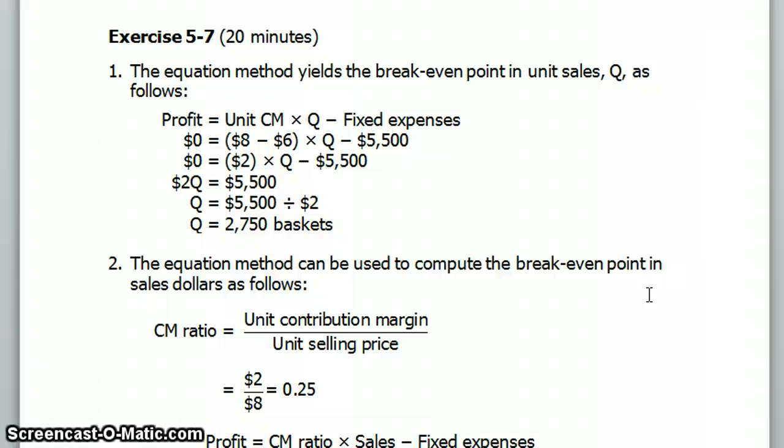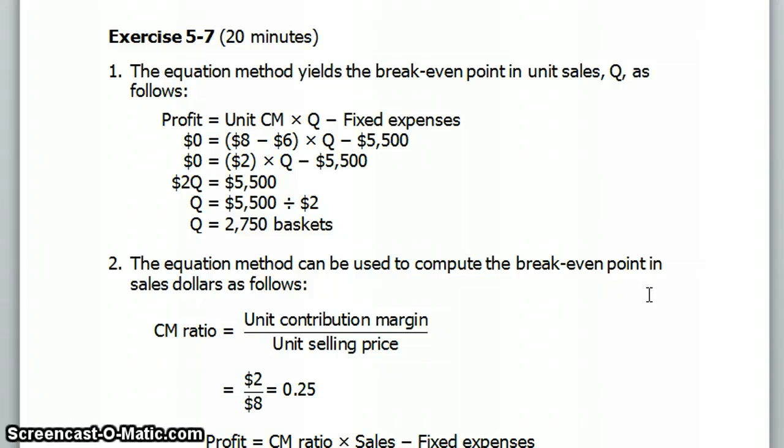Beginning with part 1. Part 1 wants to know the break-even point in unit sales. You'll notice the equation method, profit is 0. At the break-even point there is no profit, therefore profit is 0, equals the unit contribution margin times Q minus the fixed expenses. The unit contribution margin in this particular problem is $2. The sales price of 8 less the variable cost of $6 gives you a contribution margin of $2, multiplied by Q minus 5,500. We end up with 2Q minus 5,500.